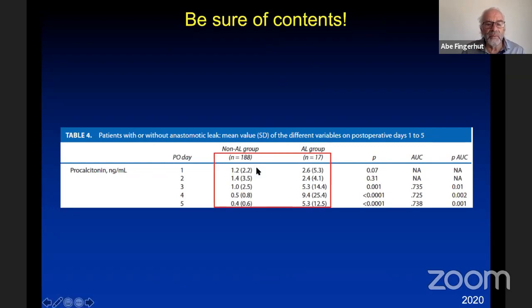Take a look at these numbers. We are talking about mean values with standard deviations. When I see something like 1.2 with a standard deviation of 2.2, this person is not serious. I'm not going to read this paper. Or if I do read it, and I don't realize what the mistake is, I'm going to have some false information.